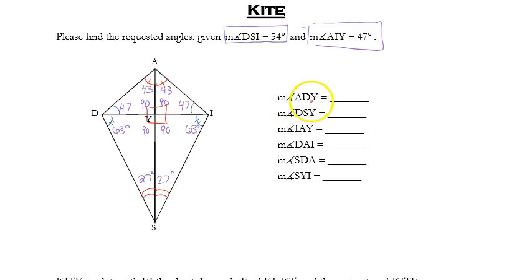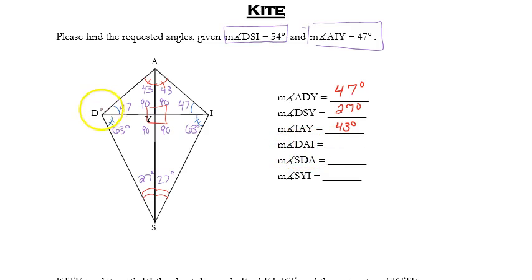So first, measure of angle ADY. Start at A, go to D, then to Y. That's this angle here. That's a 47-degree angle. Angle DSY. Start at D, down to S, and then to Y. That's this angle down here. That's a 27-degree angle. IAY, I to A to Y, is a 43-degree angle.